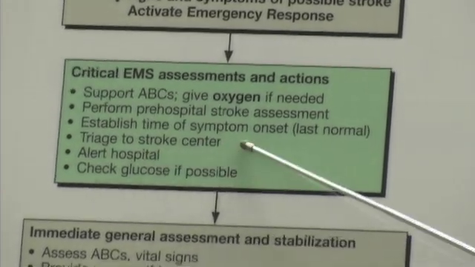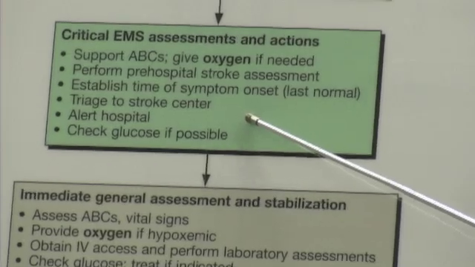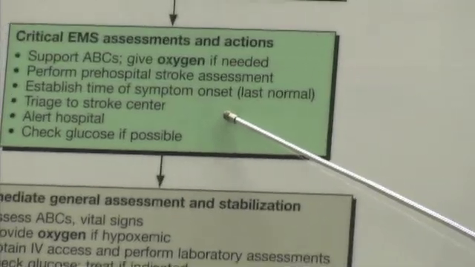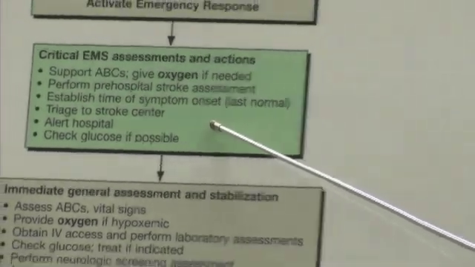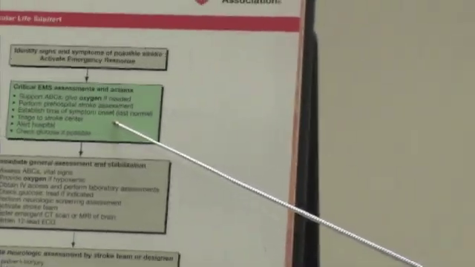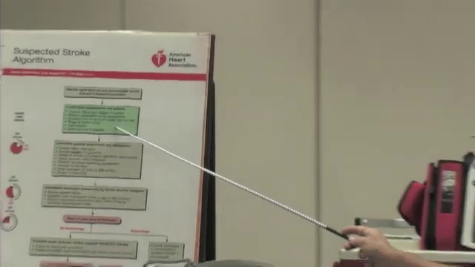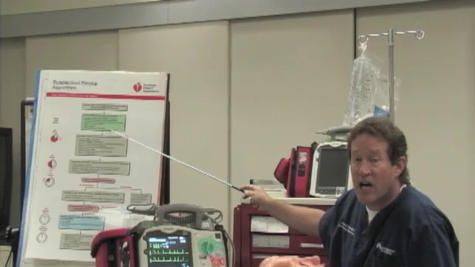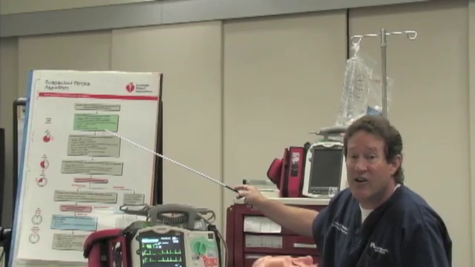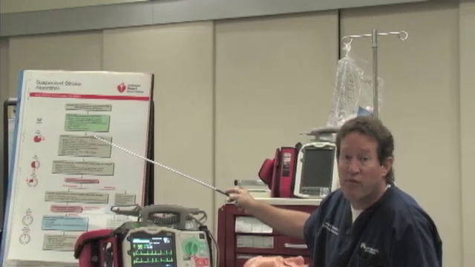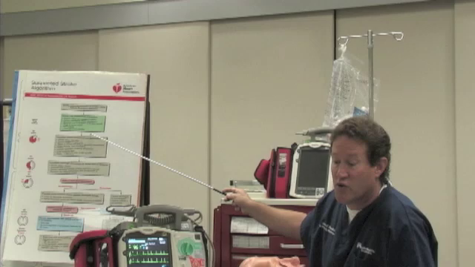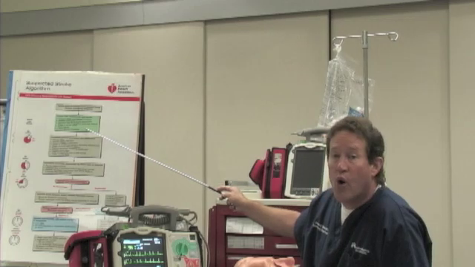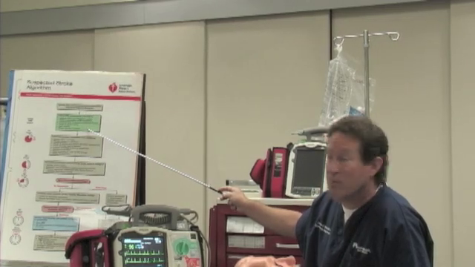Another point I want to make is triage to stroke center. So a typical situation would be if the patient is going to go to a hospital and their CT scanner is down or malfunctioning, then the correct maneuver by the paramedics would be to divert that patient to another hospital that has a CT scanner capable of performing a CT scan on the stroke patient. Okay, so that's what they mean by triage to a stroke center or a hospital that has CT capability.